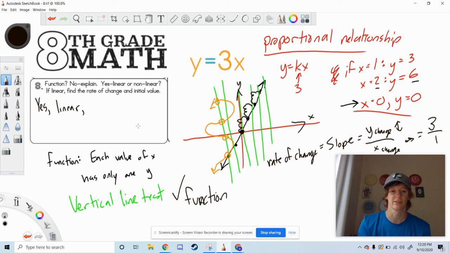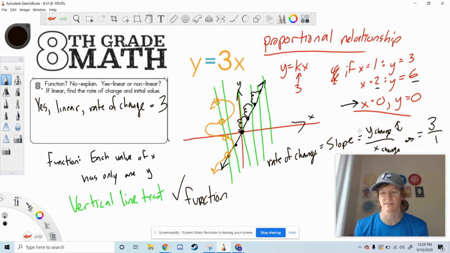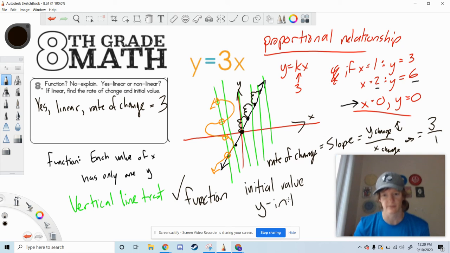So this is our rate of change. Our rate of change is 3. I just rewrote that as just 3 because it's 3 over 1. It's the same thing. And the initial value, let's talk about initial value, also known as the y-intercept. This is what we're working with in Module 4 here. We just started this one today and Tuesday. So initial value, that's where we're crossing our y-axis. In this case is 0.